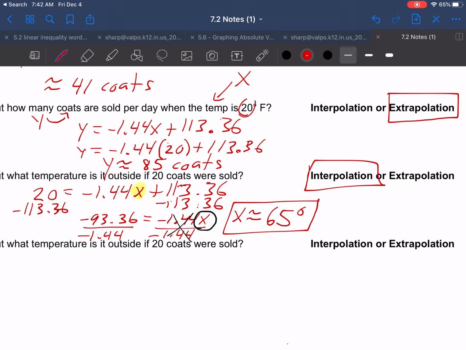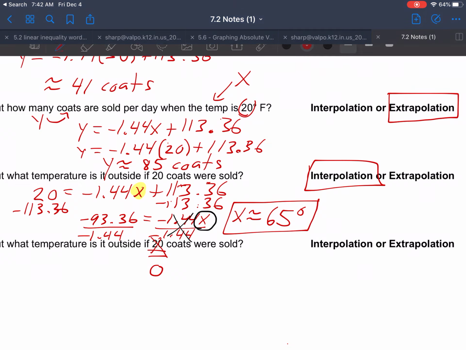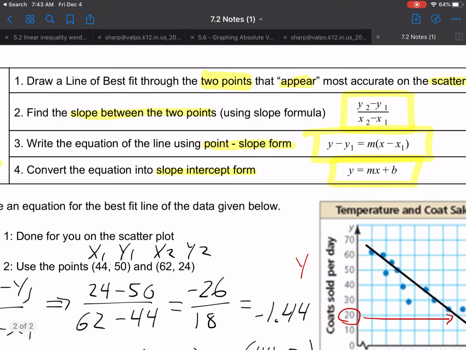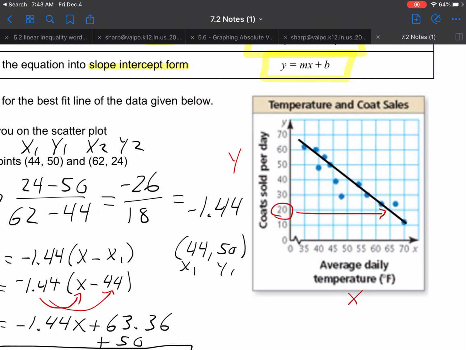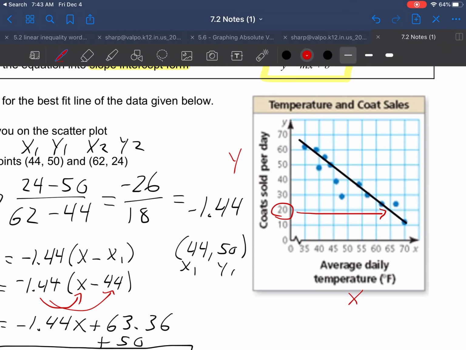And then the last one, it says, what if the temperature outside, about what temperature would it be if there were 20 coats being sold? Oh, that's the same exact problem. I meant for this to be 0. Let's change that. Let's make that 0 coats. So let's go find out where 0 coats would be. So 0 coats is also not on your line, right? If you look here, if this were 0 coats and I looked across, right, it doesn't meet my data. Like there's an empty space here.